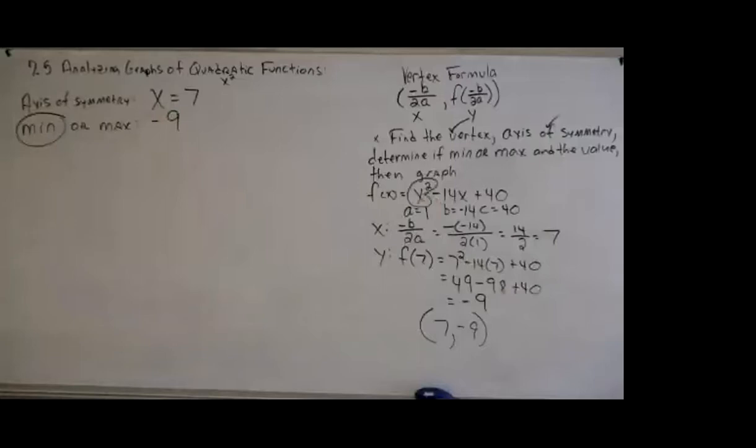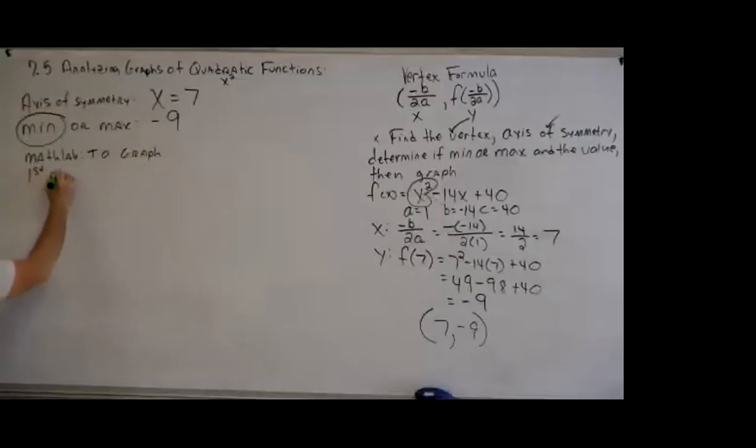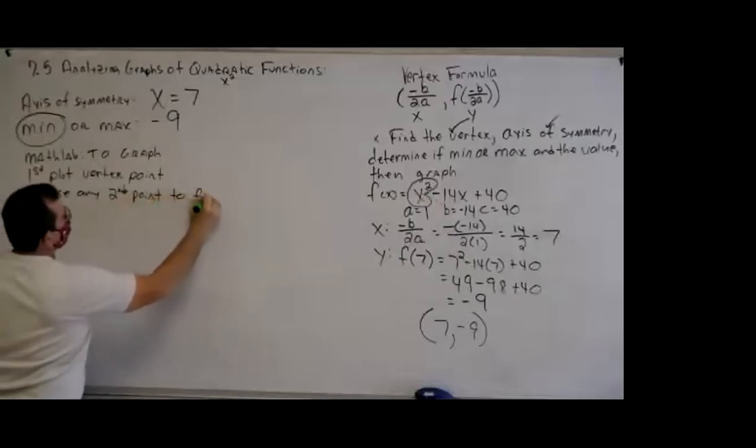Okay, so in MATLAB, to graph this, you first got to plot that vertex point. Then you can choose whatever other point you want to plot to draw that parabola. So choose any second point to finish the graph.